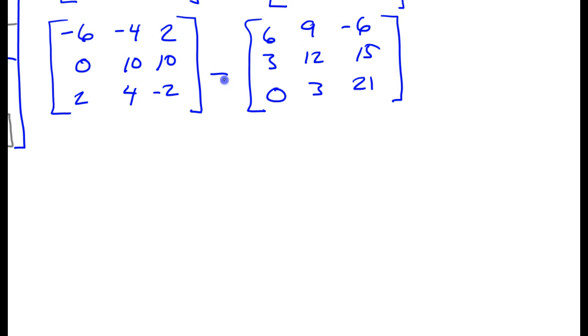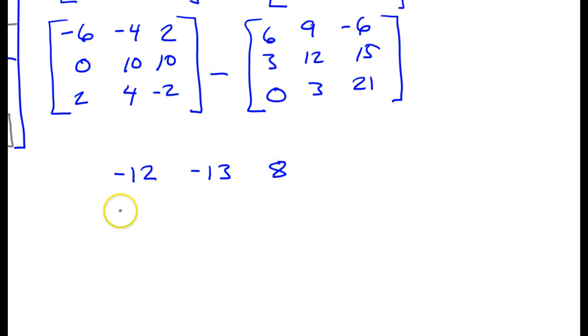So -6 minus 6, that's going to be -12. -4 minus 9 is -13. 2 minus -6, be careful. 2 minus -6, that's a double negative. This is really like 2 plus 6. So that's why we will get 8.